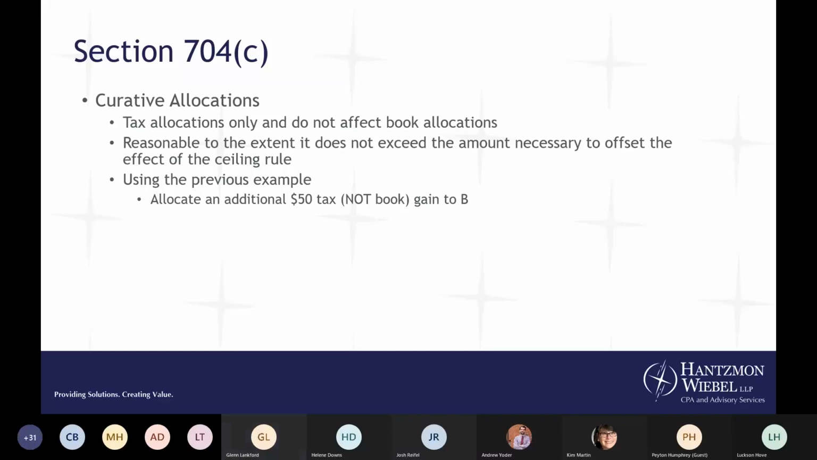Hopefully. So under 704C, you have the traditional method of allocating the pre-contribution gain, the traditional method with curative allocations, and then the remedial method. And you're probably not going to see the remedial method too often. Okay. Hopefully you generally have items of gain or loss to allocate.